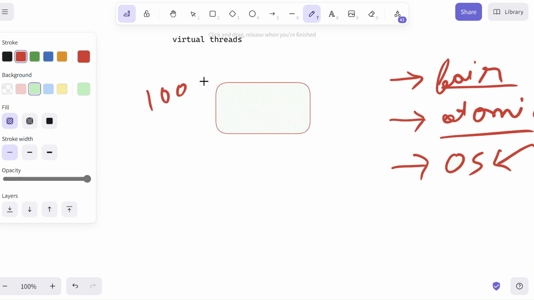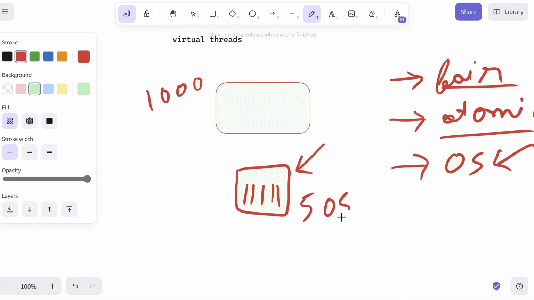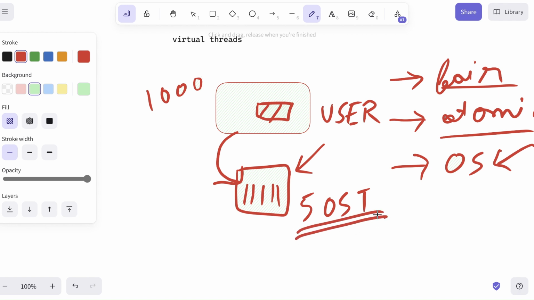Let's say we want to schedule like 1,000 concurrent tasks onto the CPU. In case of virtual threads, what we do is we'll have a bunch of threads in a thread pool. Let's say we have like 5 operating system level threads, and we'll have a scheduler at the user level in the application itself, which would do the scheduling of all these concurrent tasks on the operating system threads.